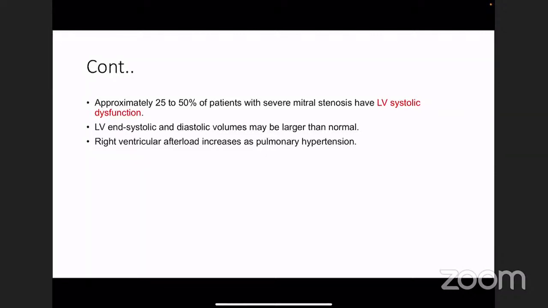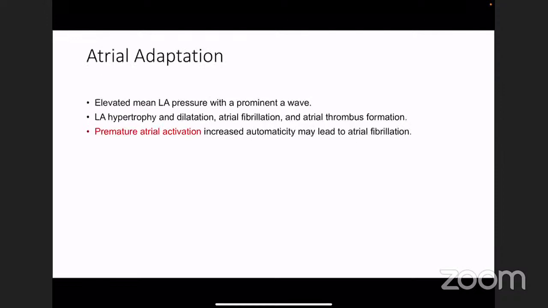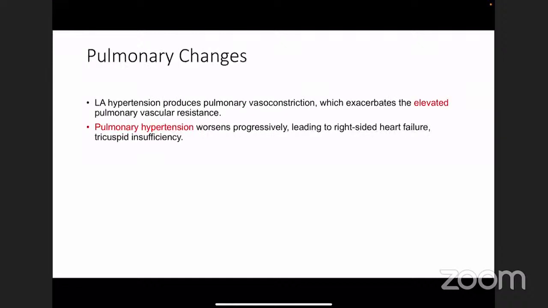Right ventricular afterload increases as pulmonary hypertension develops. Atrial adaptation: elevated mean LA pressure with prominent A wave, LA hypertrophy and dilatation, AF and atrial thrombus formation. Premature atrial activation and increased automaticity may lead to atrial fibrillation.